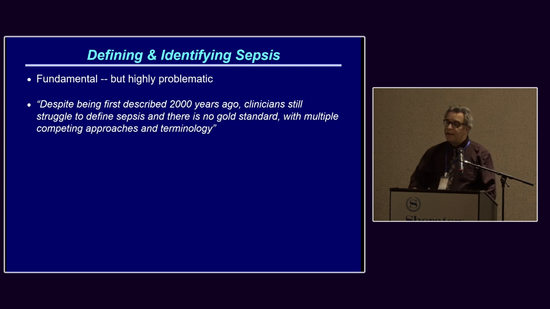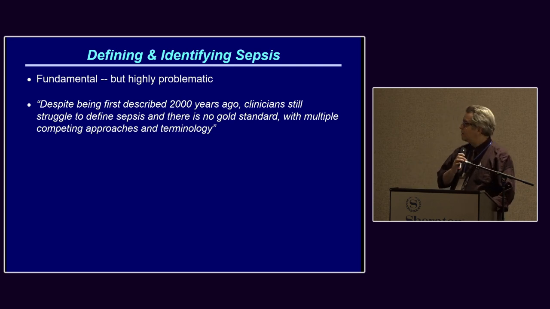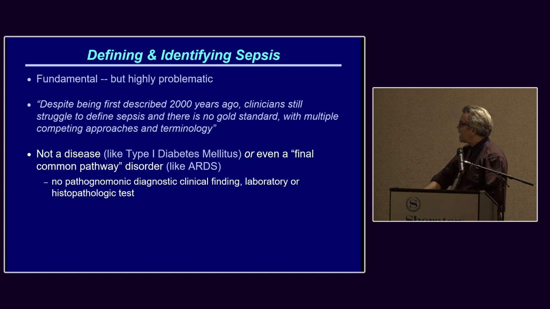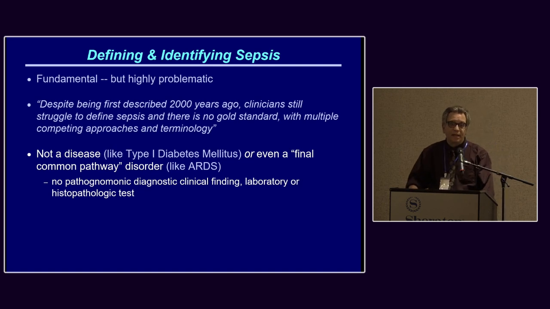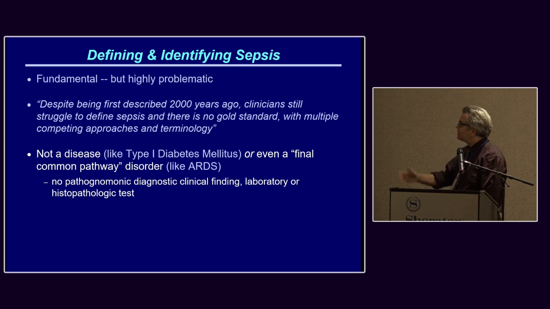So defining and identifying sepsis is clearly fundamental, but it's not easy, and there's not agreement either. There is no gold standard. There is no reference test. It's not a disease like diabetes. Diabetes, there's a test for it. There are characteristics of it. It's not even a final common pathway disorder like the adult respiratory distress syndrome. There is no characteristic clinical finding, laboratory, or histopathologic test.